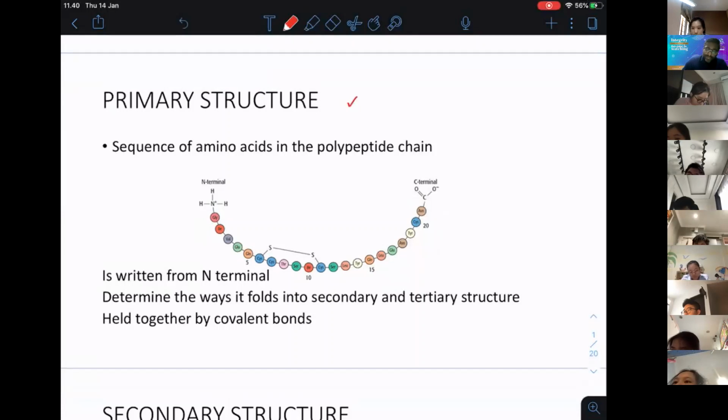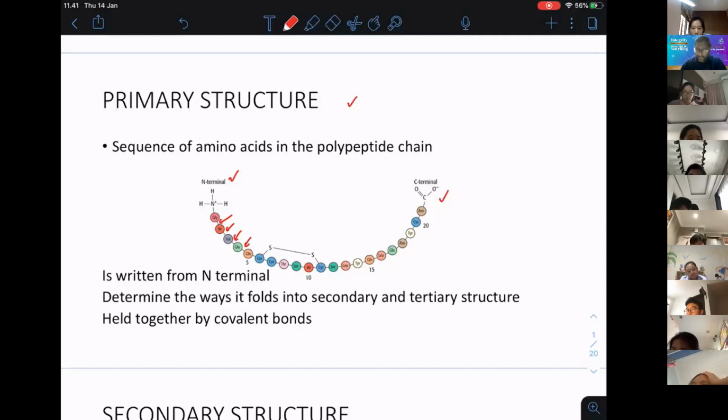So basically in bio, you will learn that the primary structure is known as the sequence of amino acids in the polypeptide chain. It's just amino acids on one strand, bonded to each other. They undergo polymerization, forming peptide bonds. Each of them has a peptide bond. It is written from the N terminal, and ends with the carboxylic acid terminal.